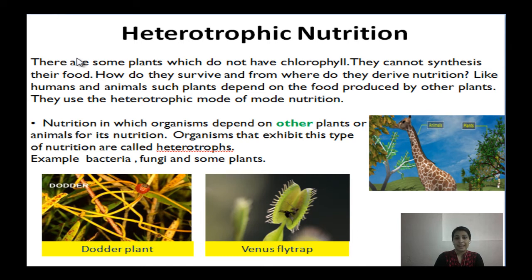Like humans and animals, such plants depend on the food produced by other plants. They use the heterotrophic mode of nutrition. So nutrition in which an organism depends on other plants or animals for its nutrition is called heterotrophic nutrition. And organisms that exhibit this kind of nutrition are called heterotrophs. Example, bacteria, fungi and some plants like dodder plant, Venus flytrap are also included in heterotrophic nutrition.